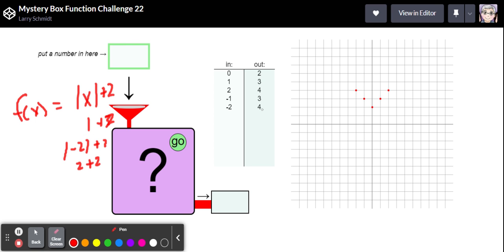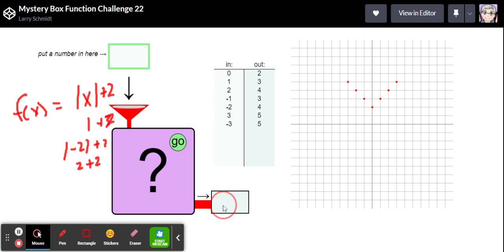Let's think about one more value to test here. So if I put in a 3, or if I put in a negative 3, we should get the same thing, right? Because it's symmetrical across that y-axis. So if I put in a 3, absolute value of 3 is 3, plus 2 would be 5. And if I put in a negative 3, I should get a 5 as well. So let's just try those two. So this should be 5. Yep, good. And the negative 3? Also a 5.